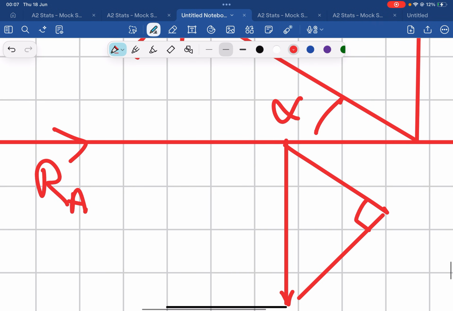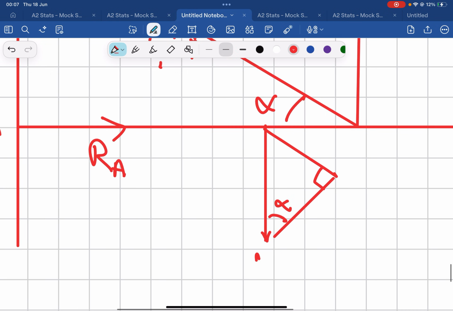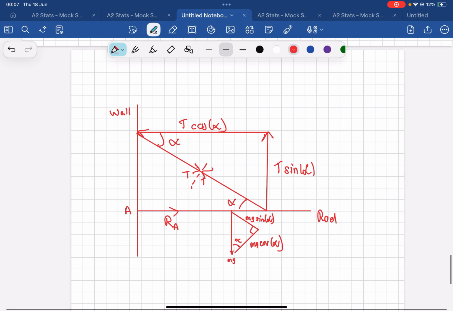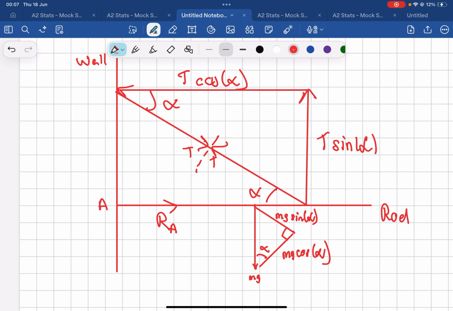So we've got alpha here. So you do mg sine alpha, mg cos alpha. Now the wacky thing with this diagram is we've got a frictional force from the wall. Now we're wondering, where does this act? Well, let's think about it. Friction acts vertically, so the forces to consider are T sine alpha and mg.